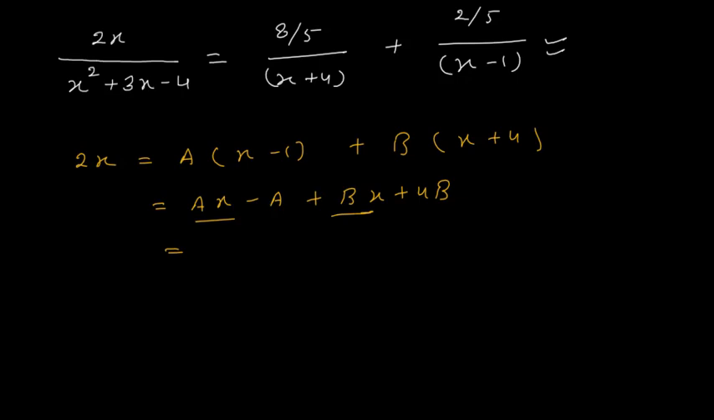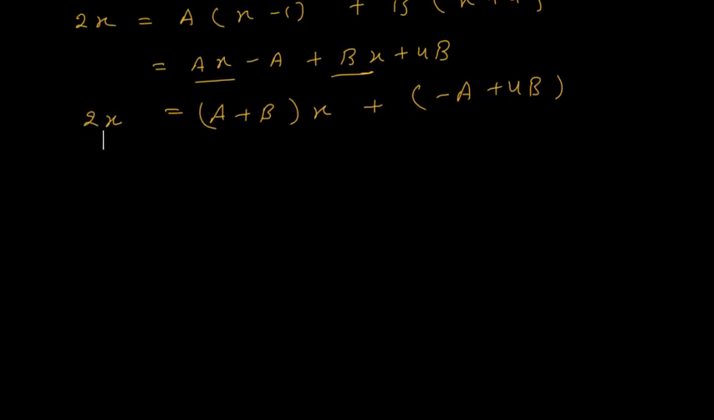Then I will do some adjustments and write all x terms together, all constants together. So here it is a plus b times x, plus minus a plus 4b. It is better that I use the plus sign in between. Here we have 2x. Now when I compare the power of x on both sides, you are going to compare x square term with x square term, x with x, and constant with constant.